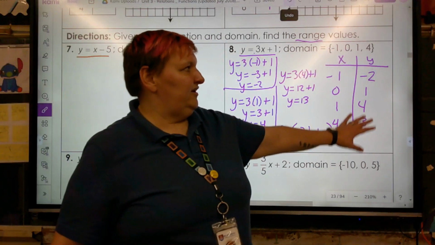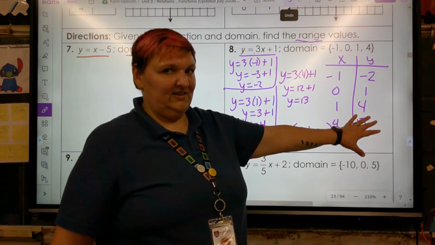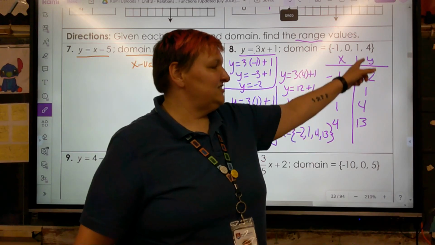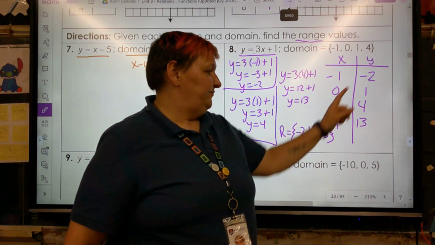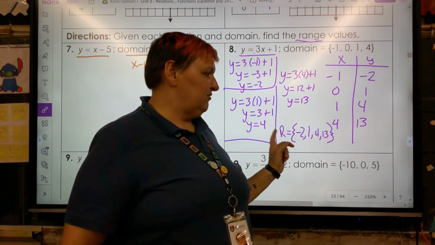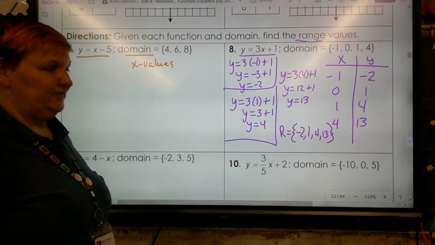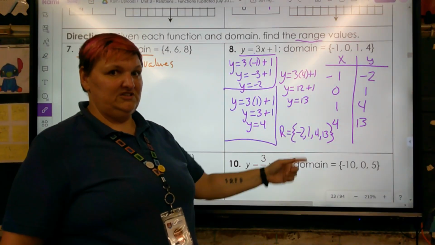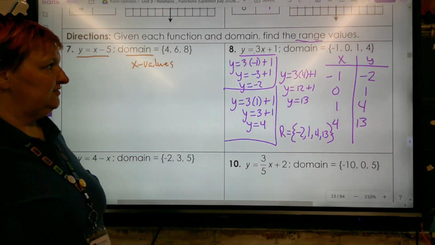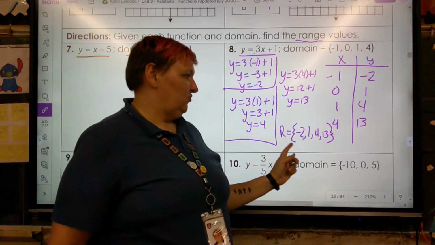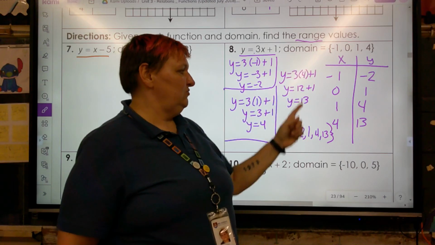I'm okay with you giving your answer in a table form like this, as long as you know that this is your range. But if you need to remind yourself, you can put it in this form. Because if you see it in this form, you need to know that's your range. Right, domain, range, x value, y values.